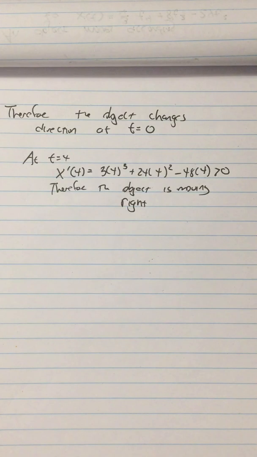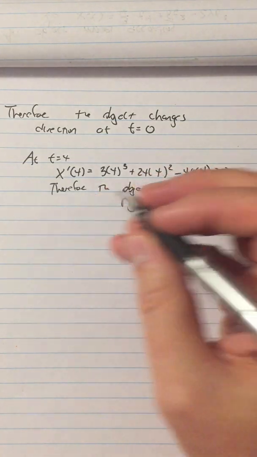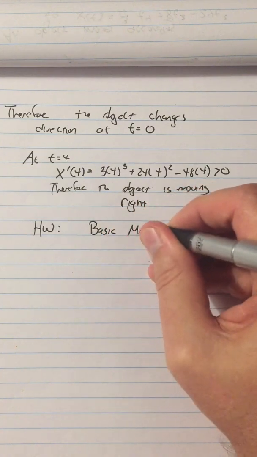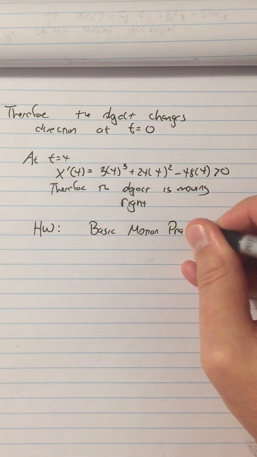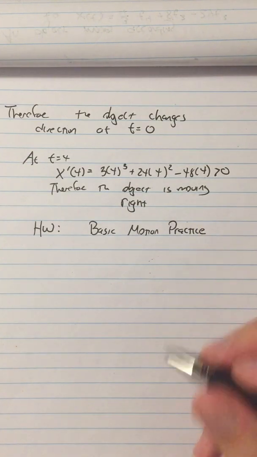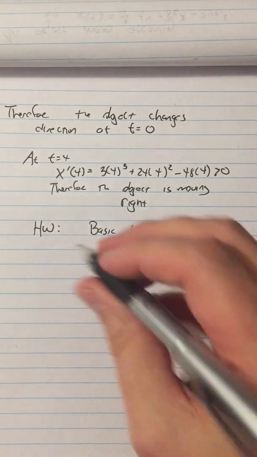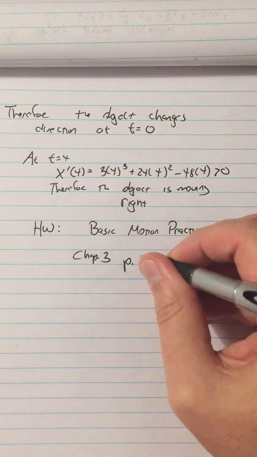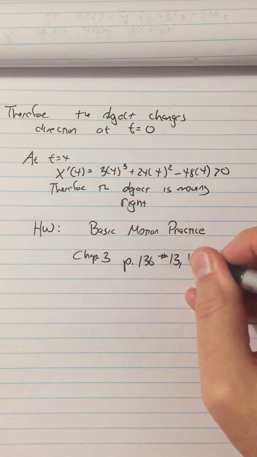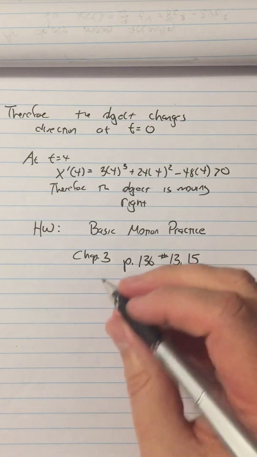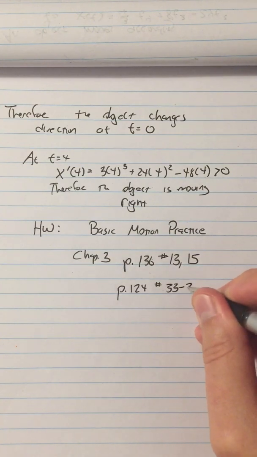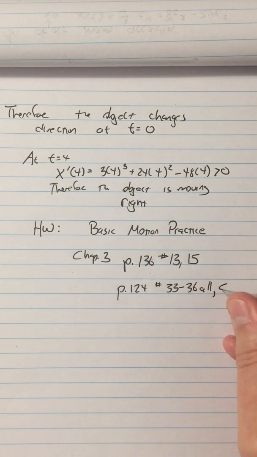Attached to this video set is a paper called Basic Motion Practice. This is basic because we're going to do a lot more with motion later when we get to the integral. So that's part of your homework. We're also going to do in your book, chapter 3, page 136, numbers 13 and 15. These are multi-part questions, so be prepared for that. And then we're also going to do page 124, numbers 33 through 36 all, and number 56.